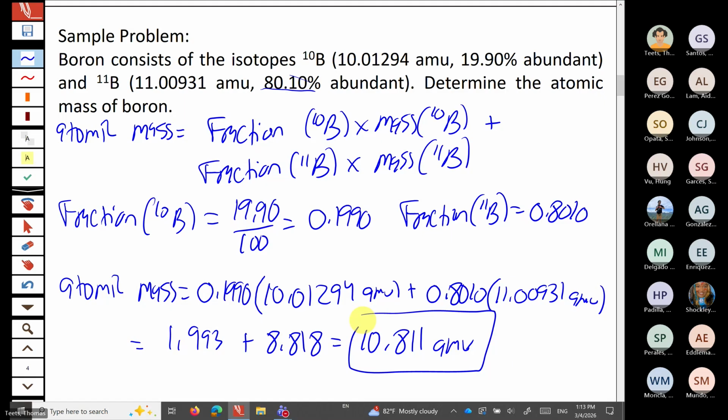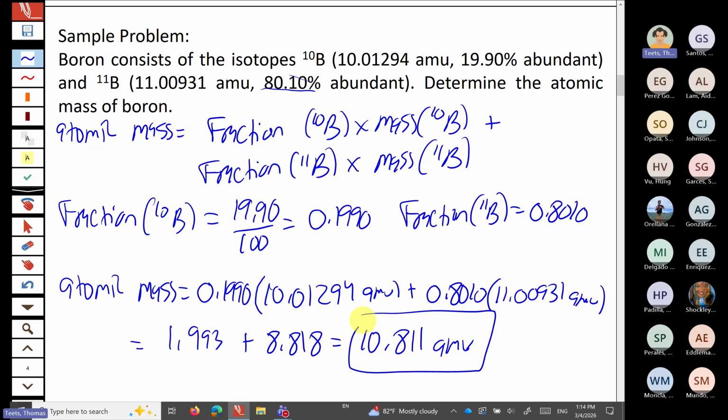Okay. So that's how that works out. It's just multiplication and addition, not too difficult from a math standpoint. Just a couple of things to keep in mind. We'll do one other example on the next page that involves some algebra. But if you're using this relationship, again, don't forget to convert percentages to fractions. Otherwise, you get a number that's 100 times too big.